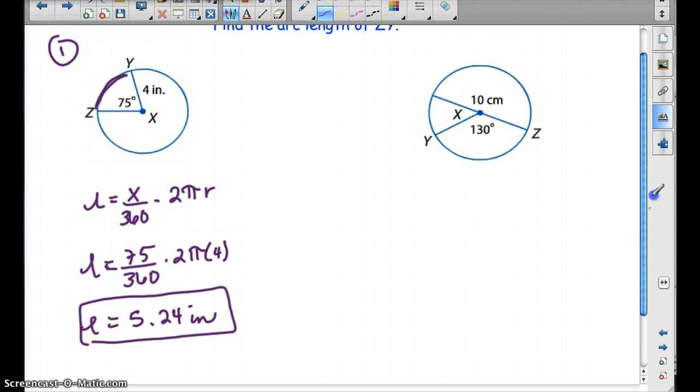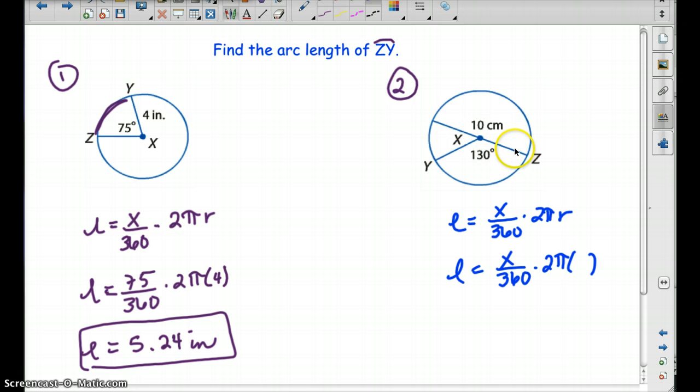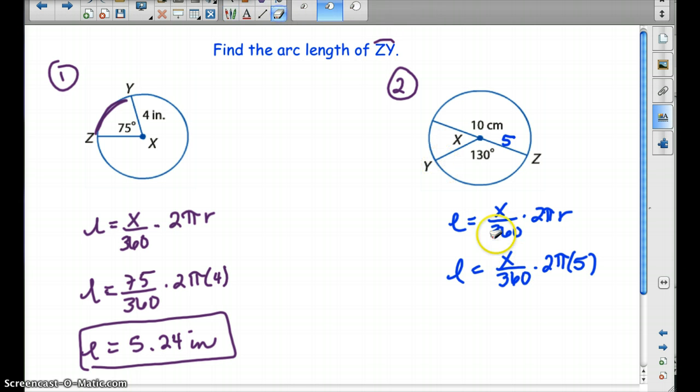All right. So now go ahead and pause the video and try this next one on your own. All right, so here we're given the diameter of 10, so the radius we have to figure out is 5. You have to make sure you plug in that 5 for the r. And I forgot, this isn't X anymore, it is 130. Forgot to plug that in. So 130 over 360 times 2 pi times 5 is going to be 11.34 centimeters. That is what you should get on your calculator.